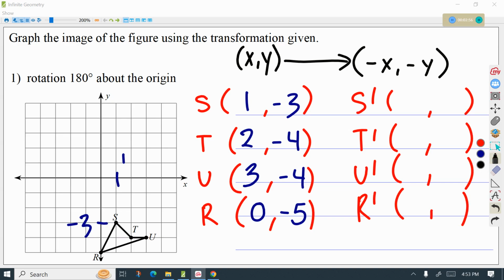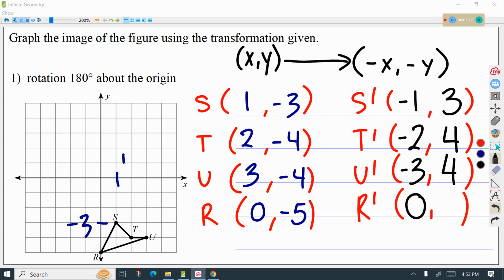Okay, the positive 1 is going to turn into a negative 1. But the negative 3 becomes a positive 3. The positive 2 becomes a negative 2, but the negative 4 becomes a positive 4. So we just change the sign of both of them, right? The positive 3 is negative 3. The negative 4 becomes a positive 4. 0 will become negative 0, so we just leave it at 0. And negative 5 is just 5. We change it to a positive. Now if we go put these points down, we'll be complete.